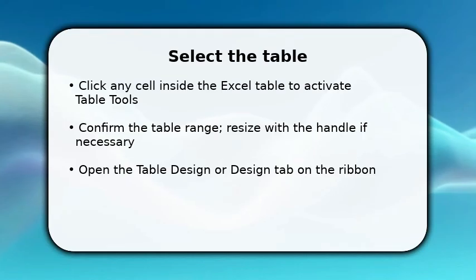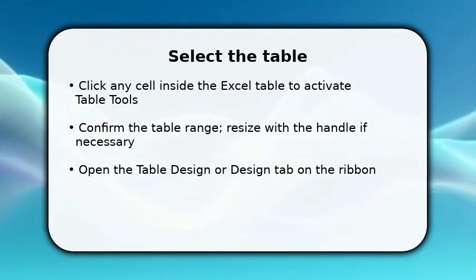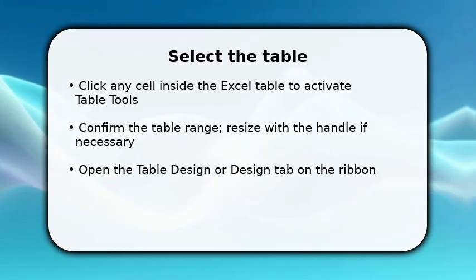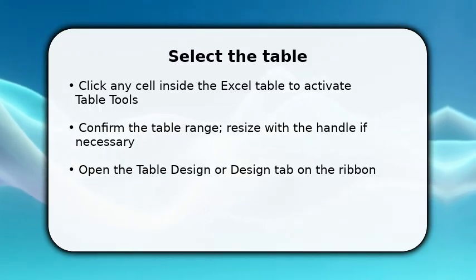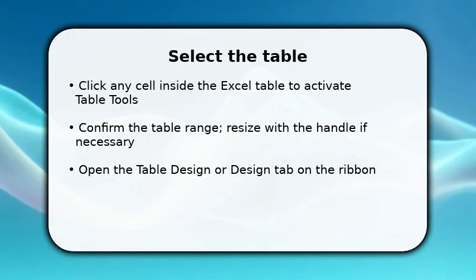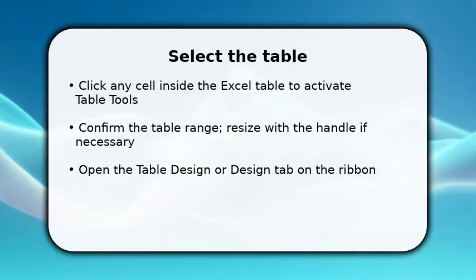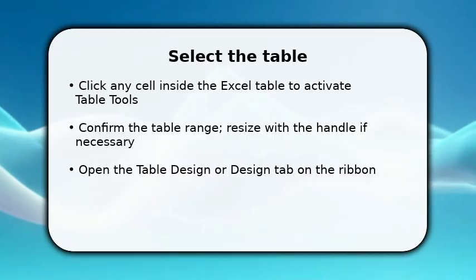You start by clicking any cell inside the existing Excel table. This immediately reveals the Table Design tab. Once done, inspect the highlighted range to make sure it covers all rows and columns you want colored. If the range is wrong, drag the resize handle to include missing cells.